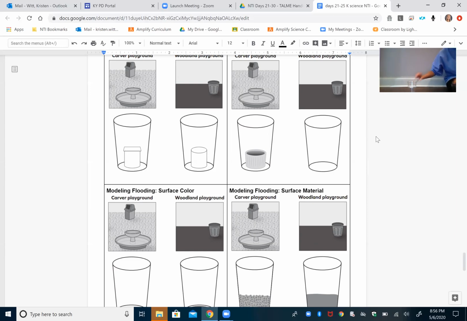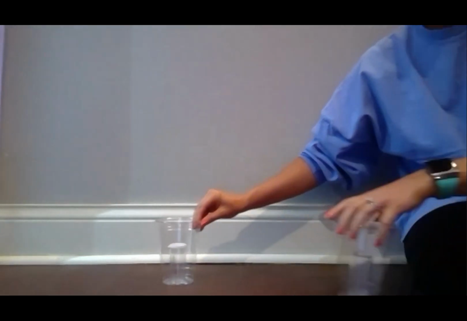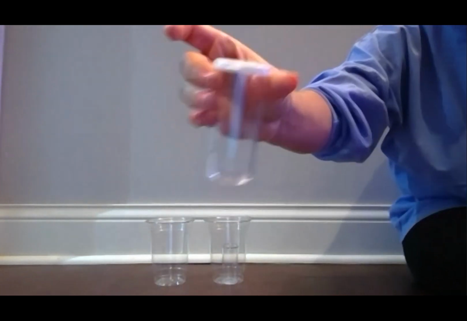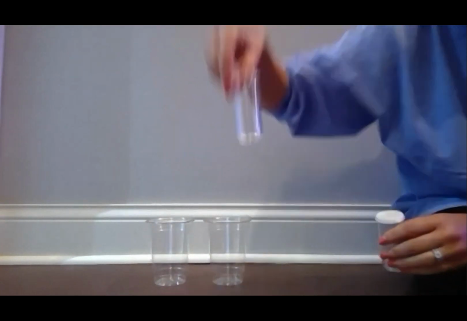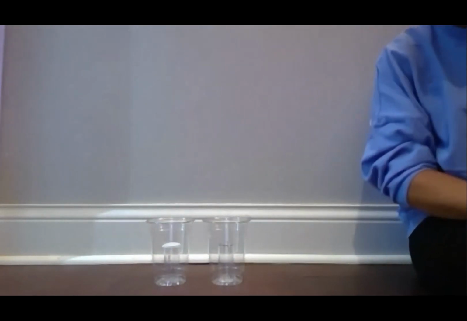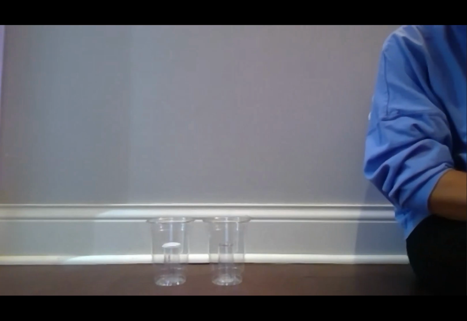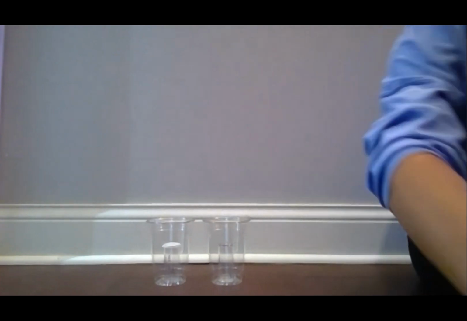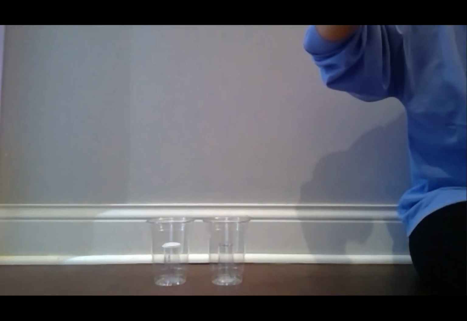So let me change this to stop sharing. Now I've got 1 cup with a garbage can with a lid on it and 1 cup with no lid on it. Let's go ahead and set both those in the cups. Remember, these are just models to represent the playgrounds because we can't really go to the playground and try to make it flood there. So I'm going to get the exact same amount of water in my cups, ready to go.